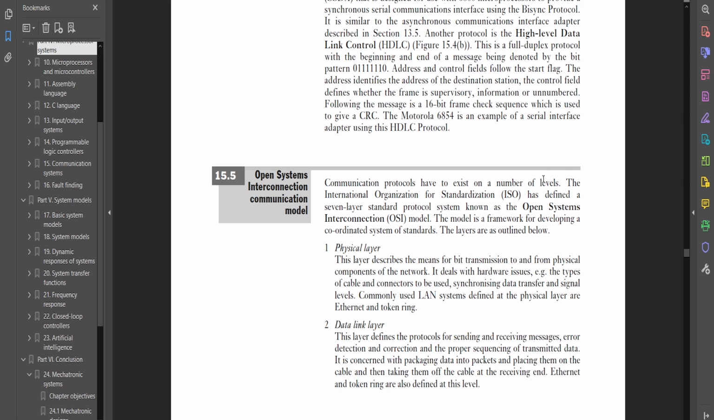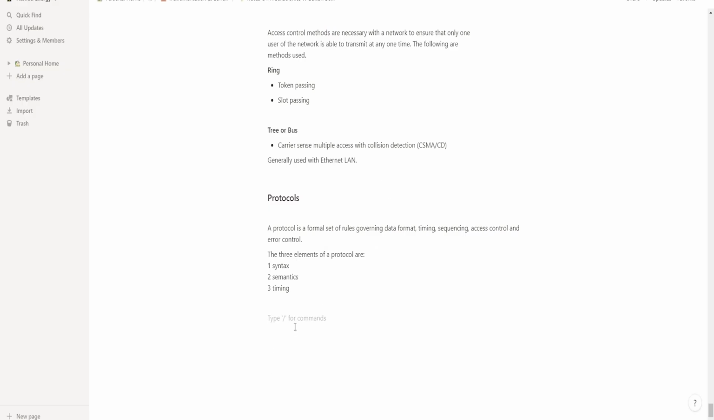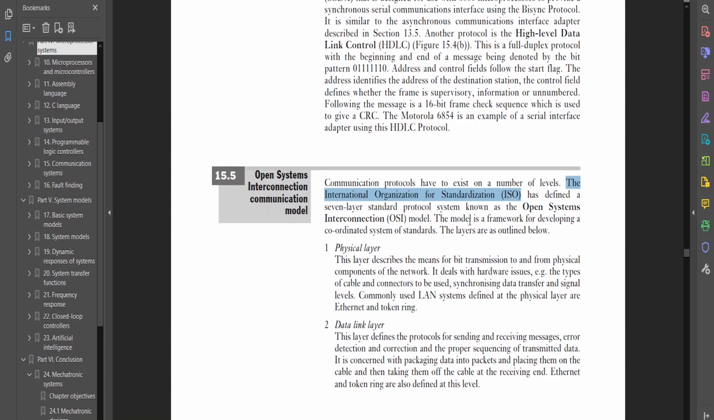Sounds like one of those important things that, if you were to go for a job interview, you could possibly be asked about. What is the International Organization for Standardization? So let's just do it, even though I don't think I'll need to know this. Okay. And so they've made a model. The model is a framework for developing coordinated systems of standards.